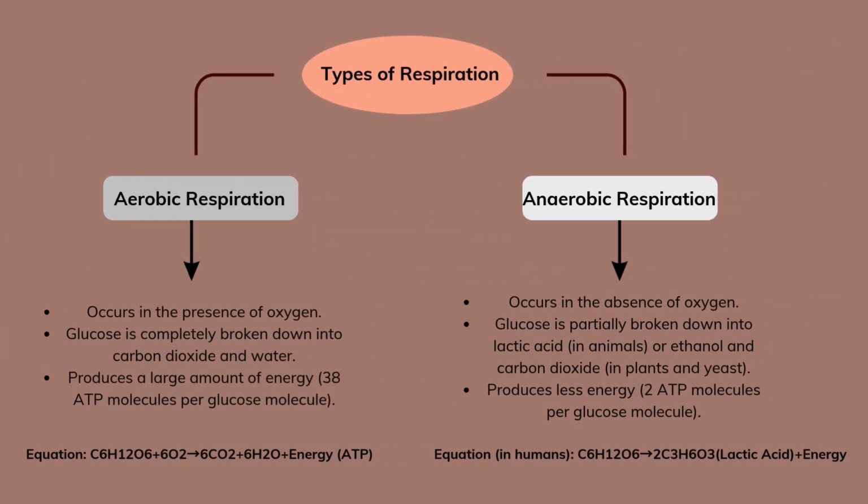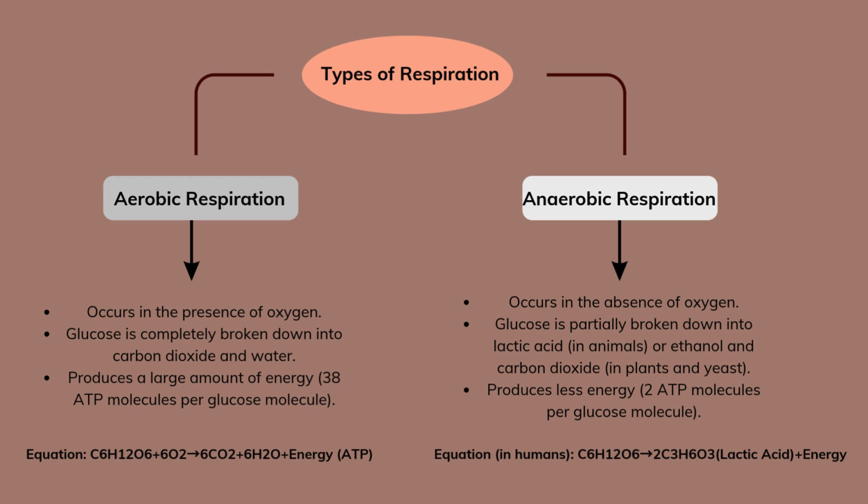Types of respiration. Aerobic respiration occurs in the presence of oxygen. Glucose is completely broken down into carbon dioxide and water, and produces a large amount of energy, 38 ATP molecules per glucose molecule. Anaerobic respiration occurs in the absence of oxygen.